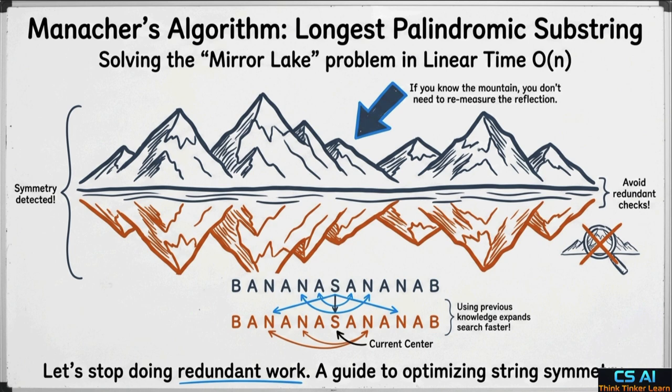I call this the mirror lake problem. If you look at the whiteboard, you'll see that if you already know the height of the mountain, you don't need to remeasure its reflection in the lake. We're going to learn how to use previous knowledge to expand our search faster and avoid redundant checks.